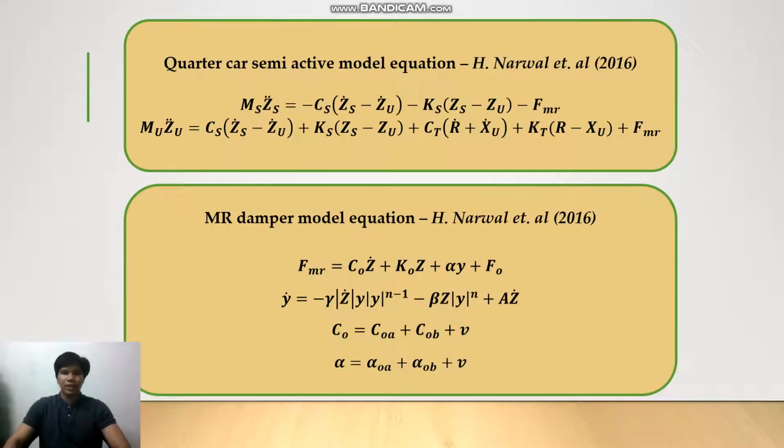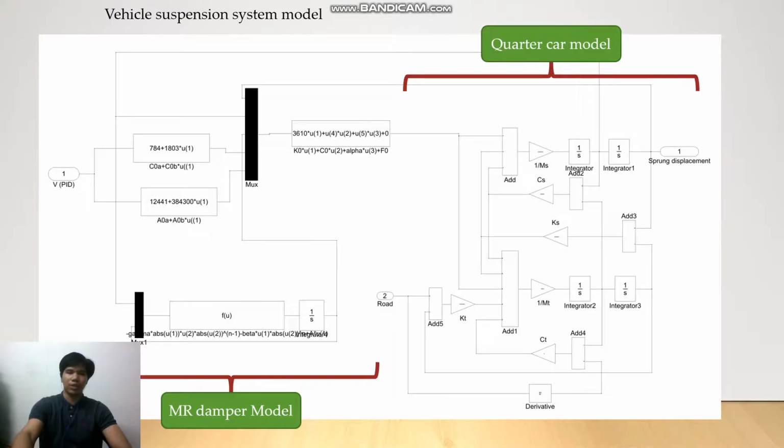And these are the two equations that I use in this project: the first one, the quarter car semi-active model equation, and the second one, the MR damper model equation. And from these two equations, I came up with this model. As you can see, on the left side is the MR damper model, and on the right side is the quarter car model.